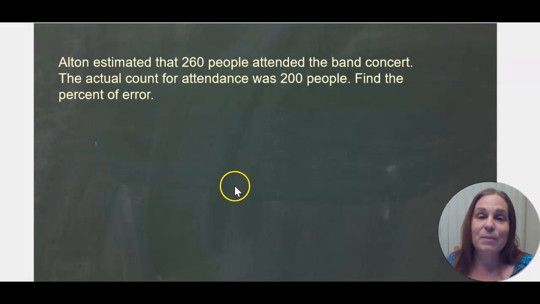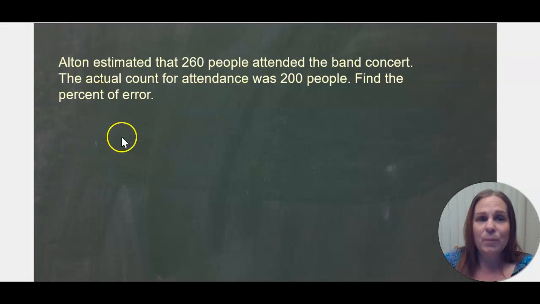In this lesson, we're going to be talking about percent of error, percent of change, and just applications of percents. So let's talk about what percent means first. The word percent, well, let's break it down. Let's look at the cent part first.